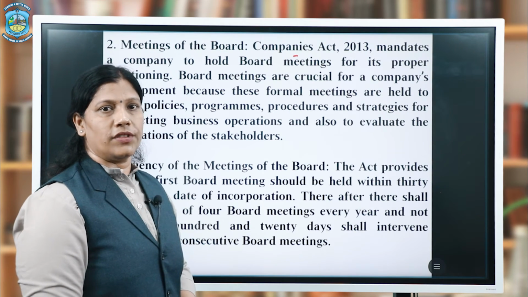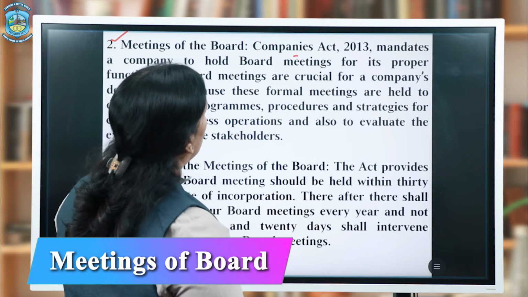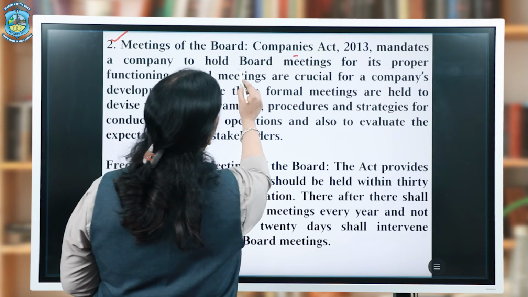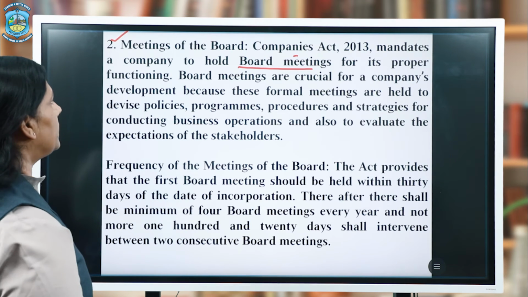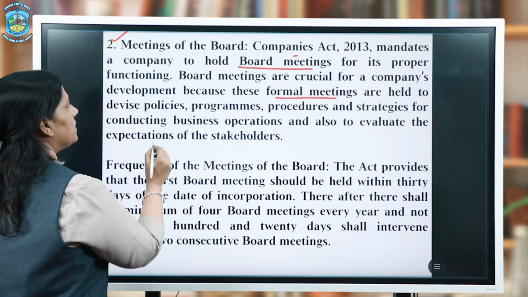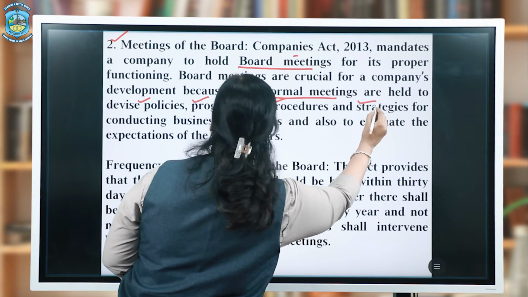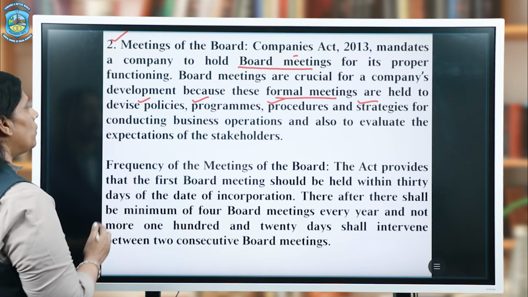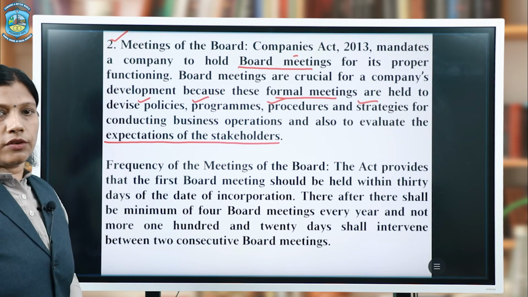The second category of company meeting is known as meeting of the board. The Companies Act 2013 makes it mandatory for a company to hold board meetings for its proper functioning. Board meetings are crucial for a company's development because these formal meetings are held to devise policies, programs, procedures and strategies for conducting business operations and also to evaluate the expectations of the stockholders, that is, members of the company.